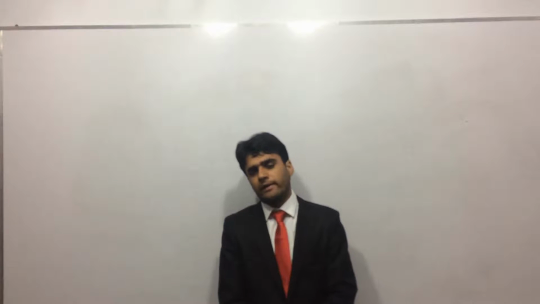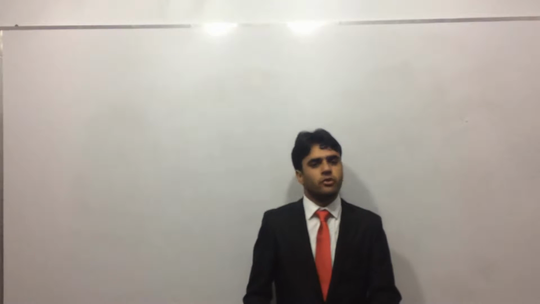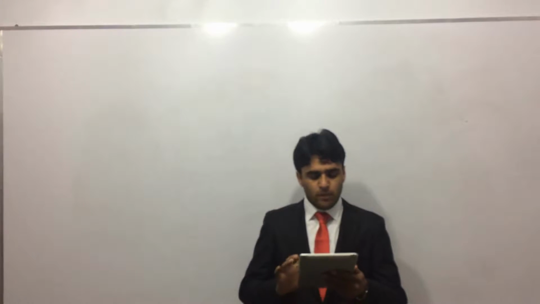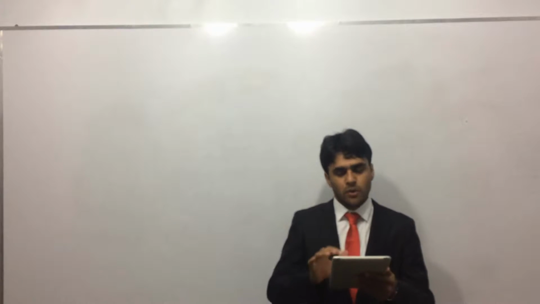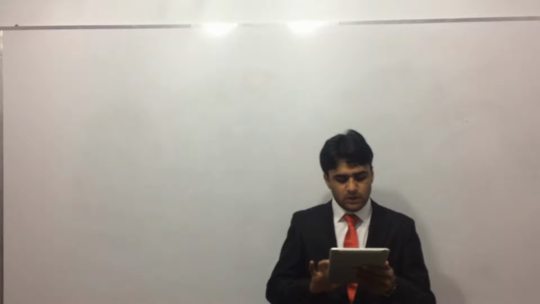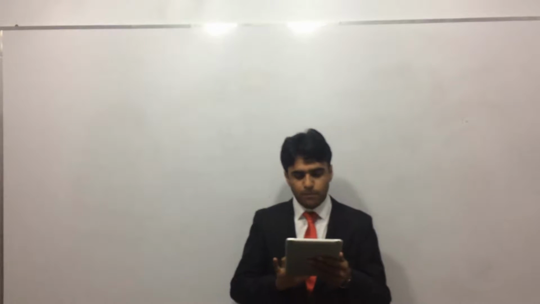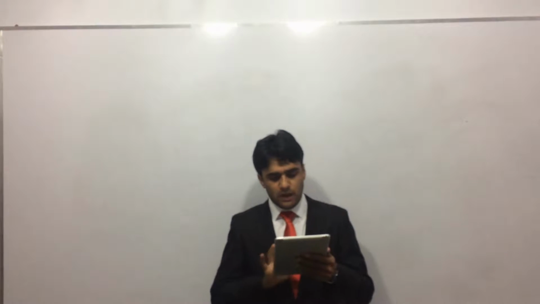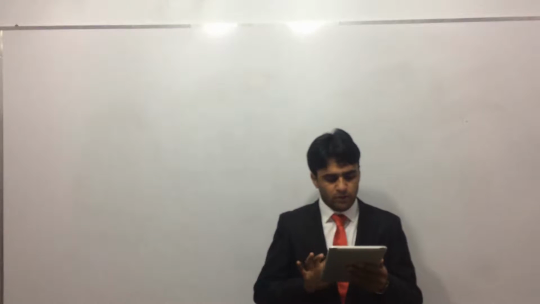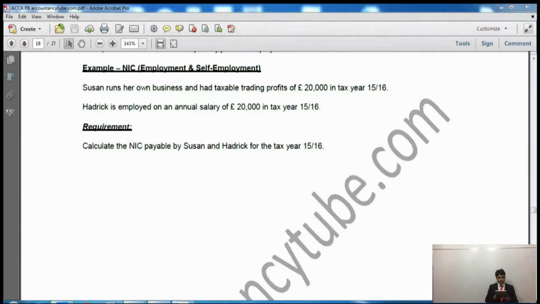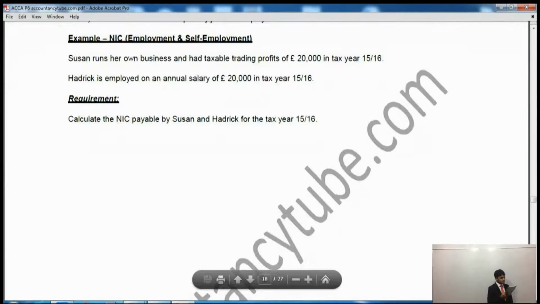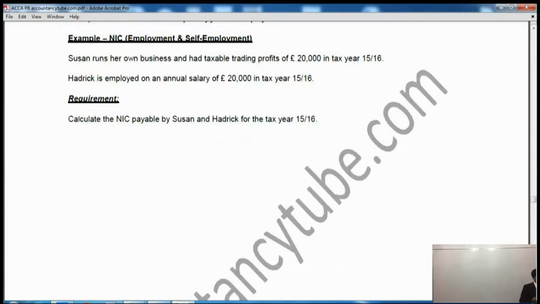Previously I told you an example. I asked you to do an example of a national insurance contribution. Now please go back to that example. If you have already downloaded your notes, that's fine. If you haven't, please make sure you download it and come to your example on page 18, please. Actually, I'm going to share the screen with you as well this time. Here you go. I've shared the screen on page 18. It says NIC, Employment and Self-Employment. Now I told you to please make sure you calculate it.